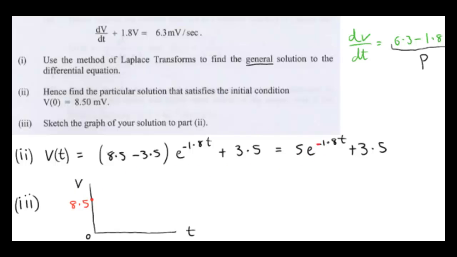Now, because of the minus sign here, of course, we have a decaying exponential function. So v of t will decrease as time goes on. So what happens as t approaches infinity? Well, the exponential term e to the minus 1.8 t will approach 0. So we'll end up with 5 times 0 plus 3.5, or just 3.5. So the graph is going to decay asymptotically towards the value 3.5.